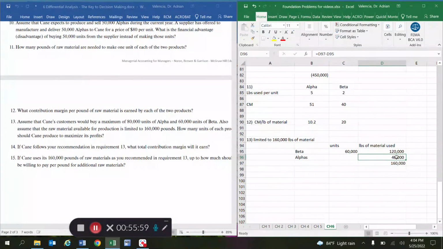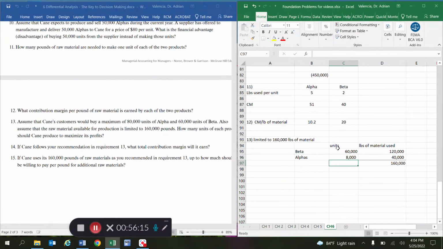So in this case, since each one of these units of alphas used 5 pounds, that's given right here, then I would be able to make this amount. 40,000 pounds divided by 5 pounds each is 8,000 pounds.